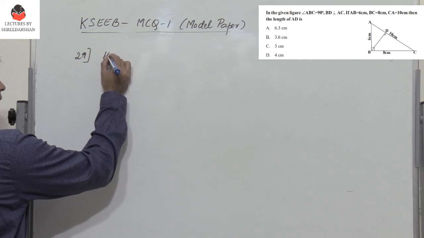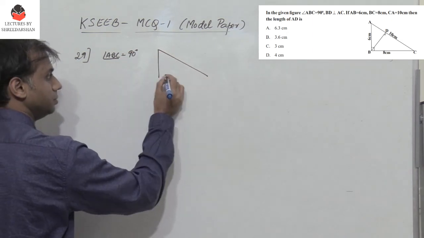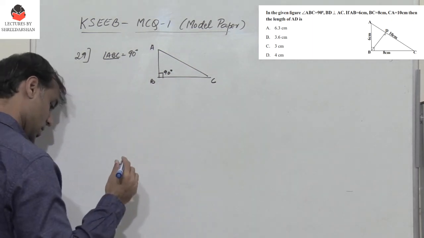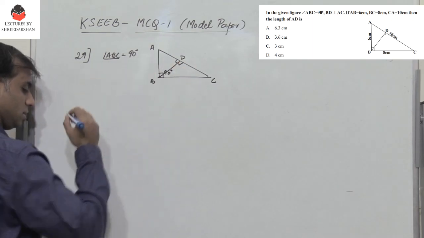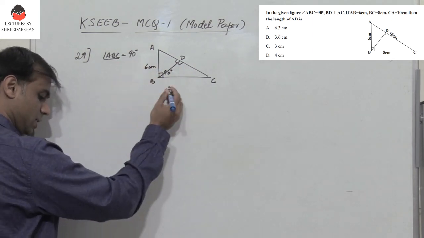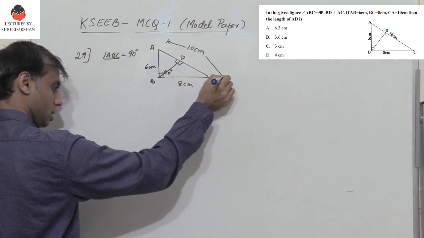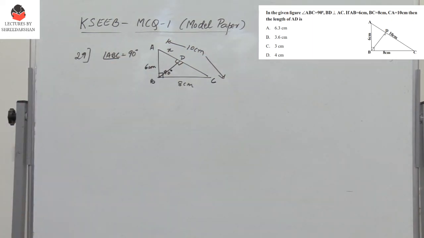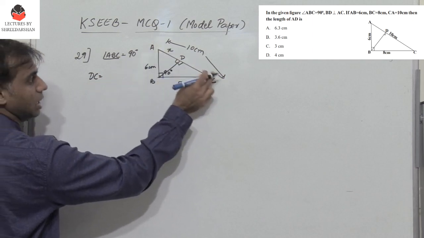29th one. Angle ABC is 90 degrees. So we have a triangle ABC. So this is 90 degrees, and then BD is perpendicular to AC. So this is D, so I have BD is perpendicular to AC. If AB is 6 centimeters, and if BC is 8 centimeters, and if AC is 10 centimeters, then in that case we need to find AD. So let this be X. I need to find AD. AD is X. So if this is X, what is this? DC is nothing but 10 minus X.